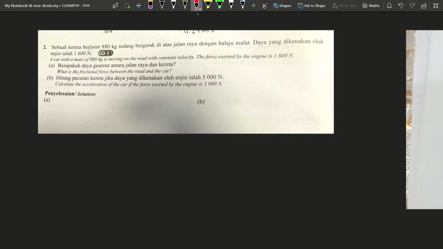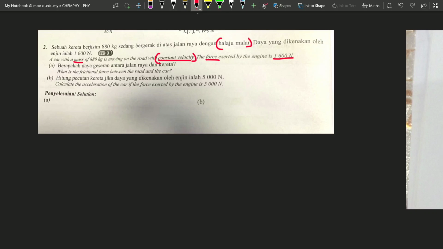Next question. A car with a mass 880 kg is moving on the road with constant velocity. So we got our keyword here. Kita ada keyword halaju malar. So we know it is in keseimbangan daya, equilibrium of forces. The force exerted by the engine is 1600 Newton. Daya oleh engine tu yang membuatkan kereta gerak ke depan, that will cause the car to move forward, which is 1600 Newton. So question A.